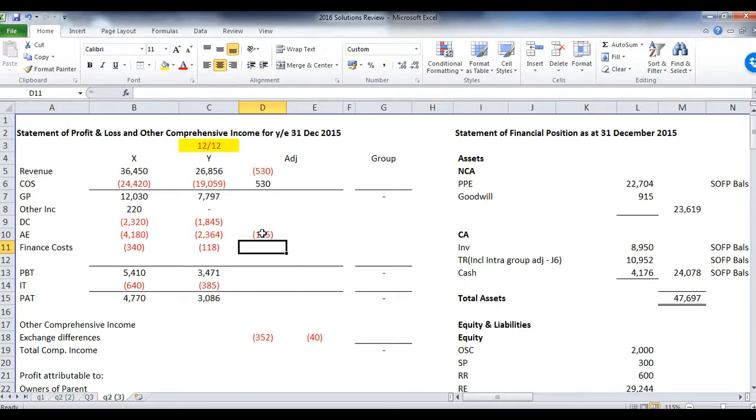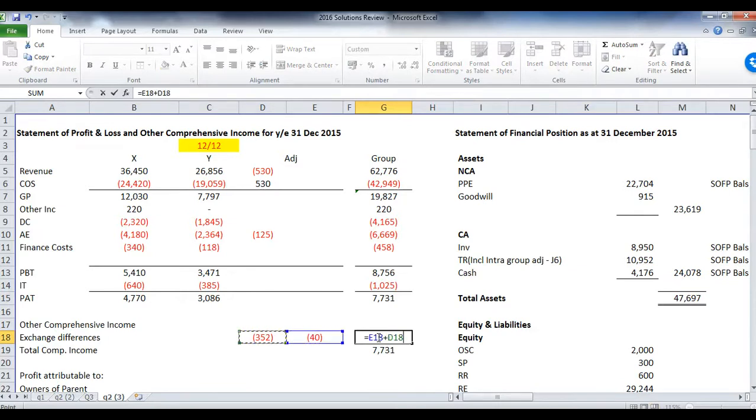So preparing this block is very straightforward once you have a good labeling system in place. You add across the parent, the sub, and the adjustments right the whole way across. And you should get to your 7731 to be the profit after tax. And again, we then add in the exchange differences to get other comprehensive income to be a negative 392. So that negative 392 is the total of the three foreign exchange differences, both the NCI's portion and the parent's portion.